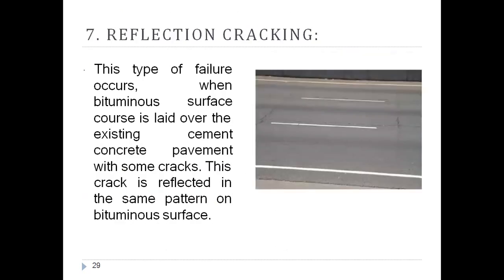Here you can see these are the reflection cracks. This type of failure occurs when a bitumen surface course is laid over an existing cement concrete pavement. These reflection cracks are formed layer by layer. Here a concrete pavement is already present, and upon that concrete pavement we have laid another pavement, which results in reflection cracking. So the crack is reflected in the same pattern on the bitumen surface.